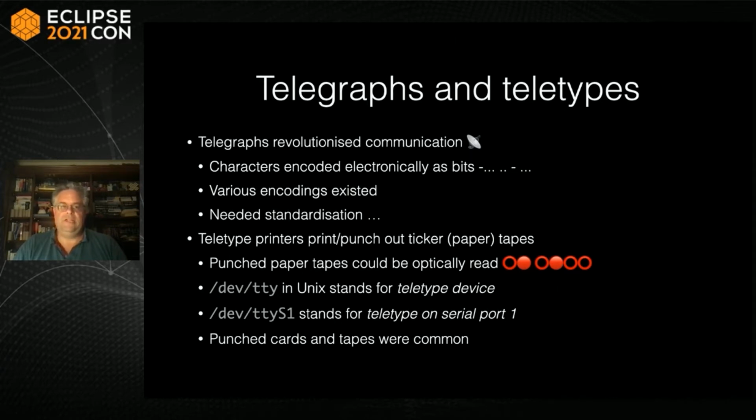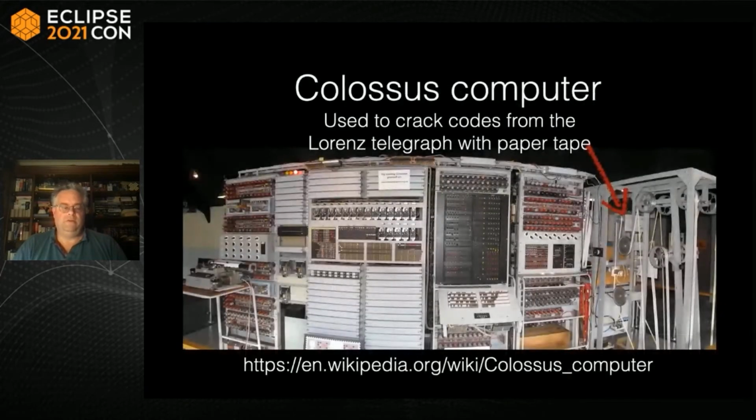And in fact, this still hangs around today, because we've got /dev/tty in Unix, which is a teletype device, and /dev/ttyS1, which is the teletype on serial 1. If you've ever used a console on a Raspberry Pi, you'll have seen some of those things being printed. Teletypes, telegraph paper and optical reading were used in some of the earliest computers. This is a photograph of the reconstruction of a Colossus computer, which was used to crack codes during the war. Where the arrow is pointing, there's a stream of paper tape which has a message encoded on it that's being read optically and then processed with the valves running inside that computer.